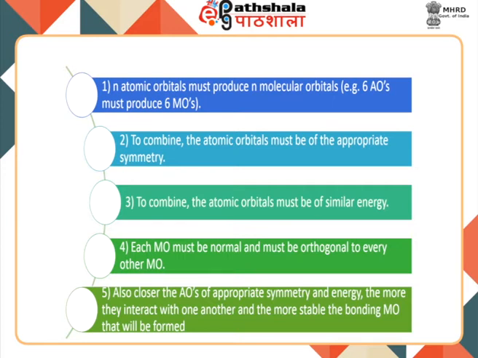Each molecular orbital must be normal and must be orthogonal to every other combining molecular orbital. Also, the closer the atomic orbitals of appropriate symmetry and energy, the more they will interact with each other, and hence a more stabilized bonding molecular orbital will be formed.